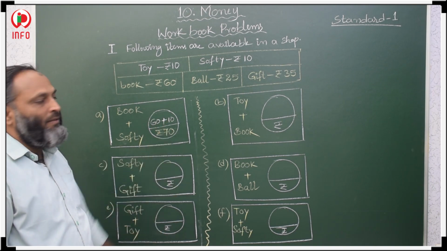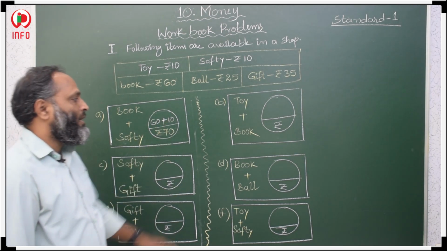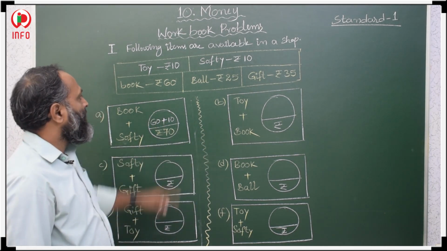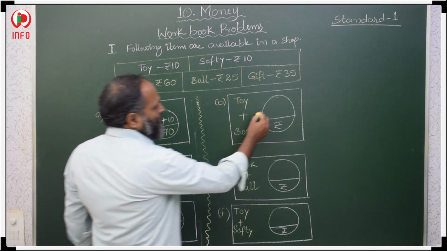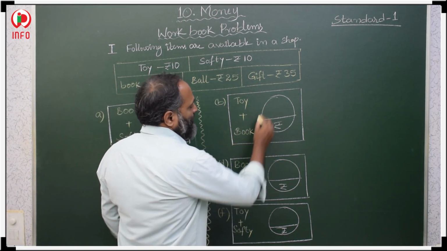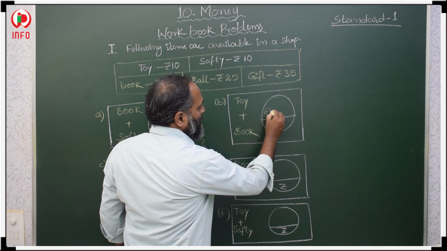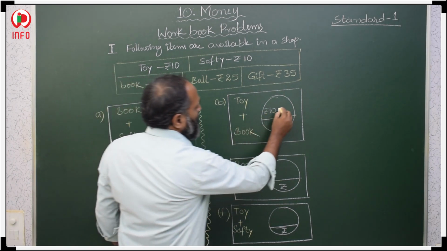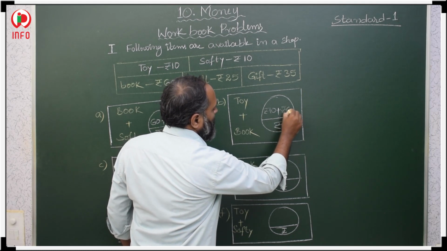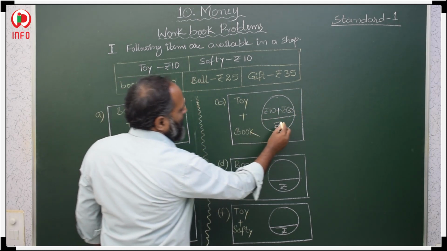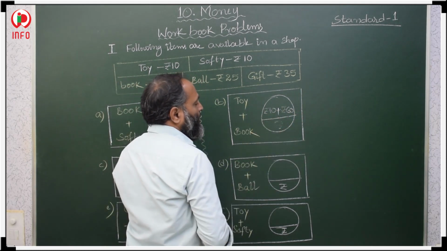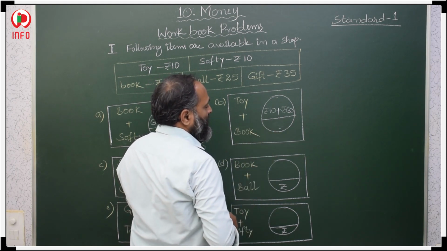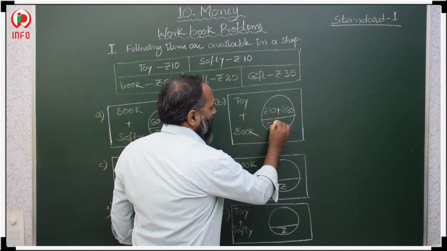60 plus 10, 70. In the second question, toy. So what is the toy price? Rupees 10. Write here rupees 10. After that, the book price. What is the book price here? Rupees 60. Okay, 60 plus 10, so here also it is rupees 70.